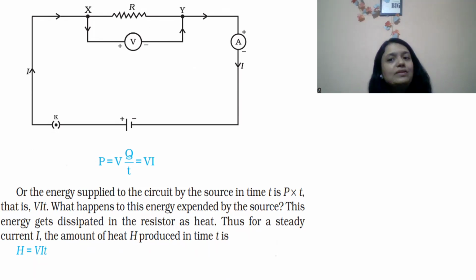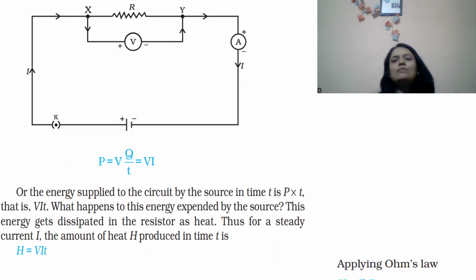So what happens to this energy? This energy basically gets dissipated in the resistor as heat. So I can write the heat produced in this kind of circuit is nothing but VIT. It's the product of potential difference V, current I, and T, the time through which the current flowed in the circuit. This is my heat generation.